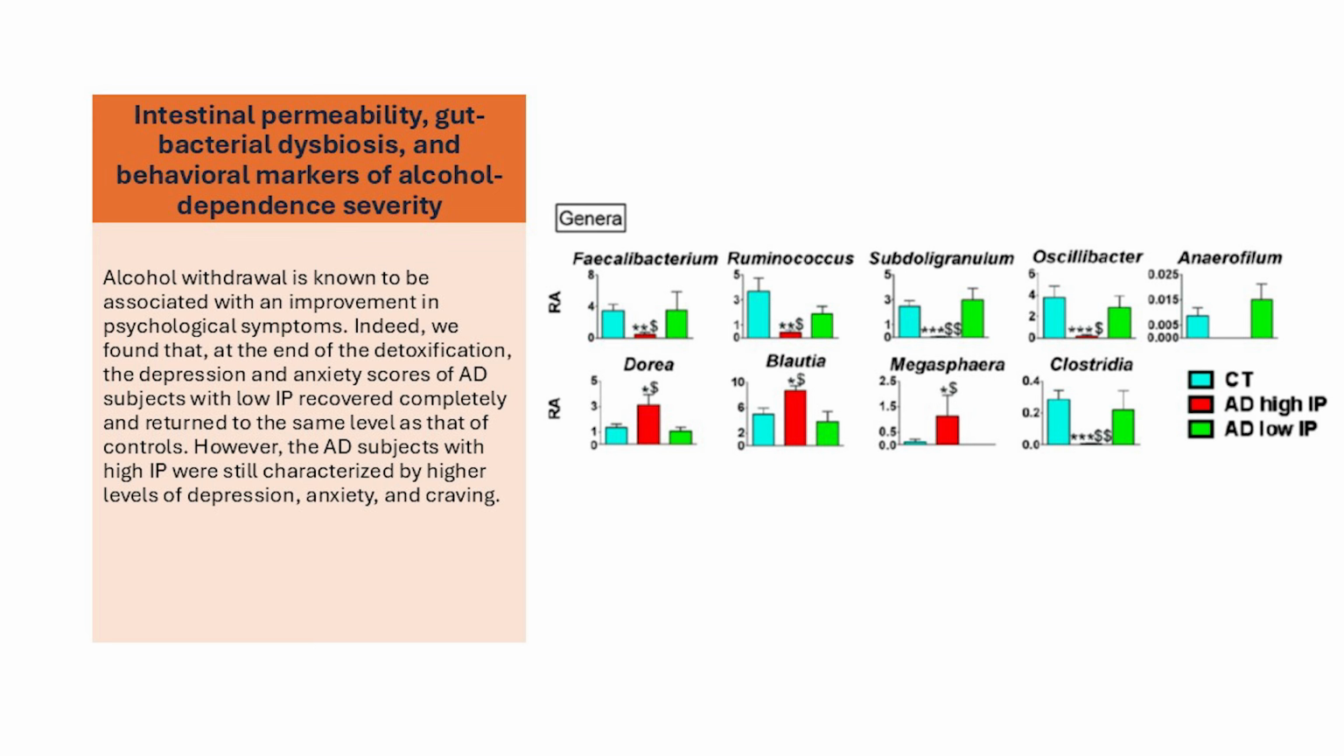Here we have an alcohol dependency study. CT equals control. AD high IP is alcohol dependency with high intestinal permeability, and AD low is alcohol dependency with low intestinal permeability.